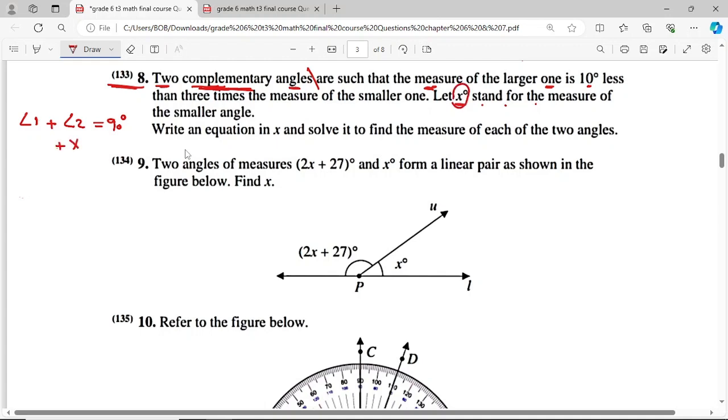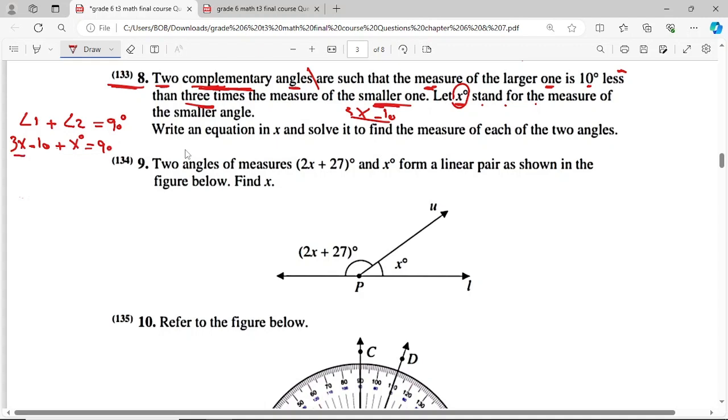Now, for angle 1, it's saying angle 1, which is the larger one, is 10 less than 3 times the measure of the smaller one. The smaller one we have said is x. Here it's 3 times, that means 3x, and 10 less means minus. So angle 1 will be 3x minus 10. And angle 2 is x, and the sum equals 90. So let's solve the question.